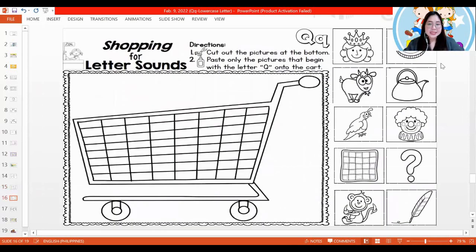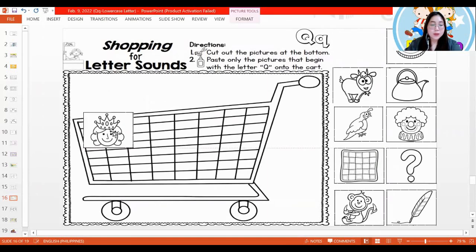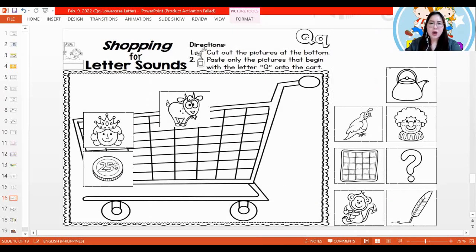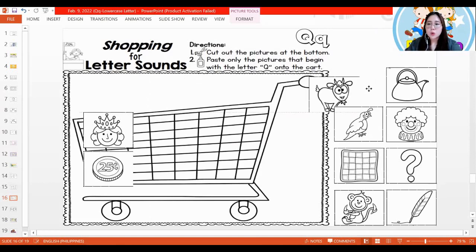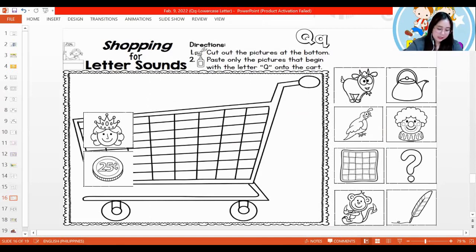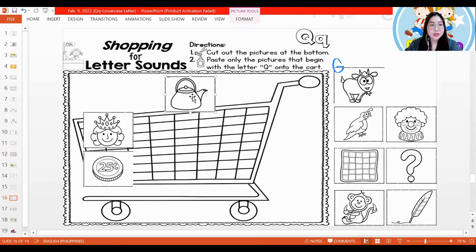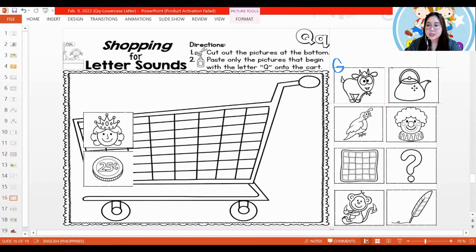Now let's have our shopping for letter sound. So it's still the beginning sound, okay? So let's start with queen. Q is for queen. Yes. How about quarter? Q is for quarter. Another yes. How about goat? No, it starts with the letter G. So let's put it back and let's write the letter G. Then we have kettle. Does kettle start with the letter Q? No, kettle starts with the letter K. So let's put it back and write the letter K.